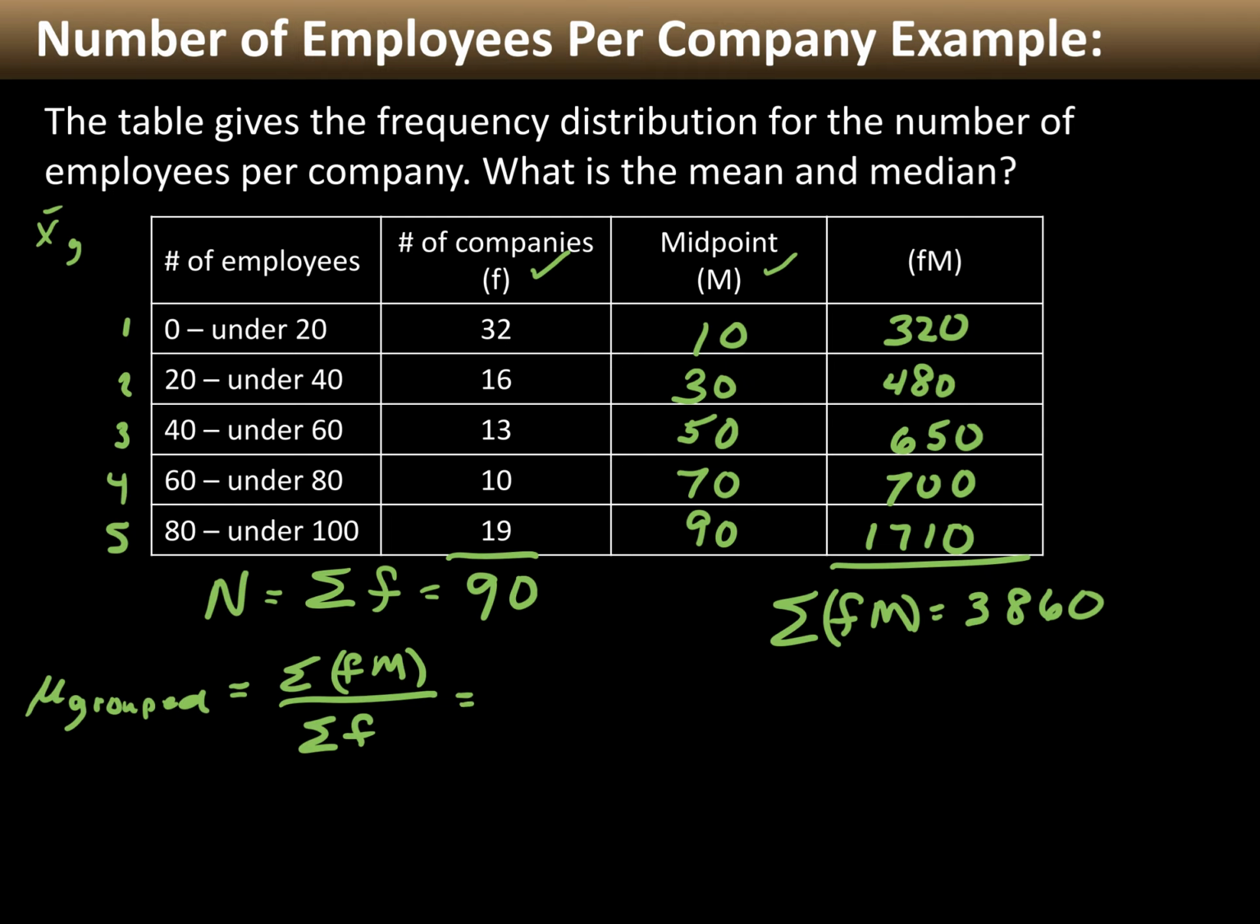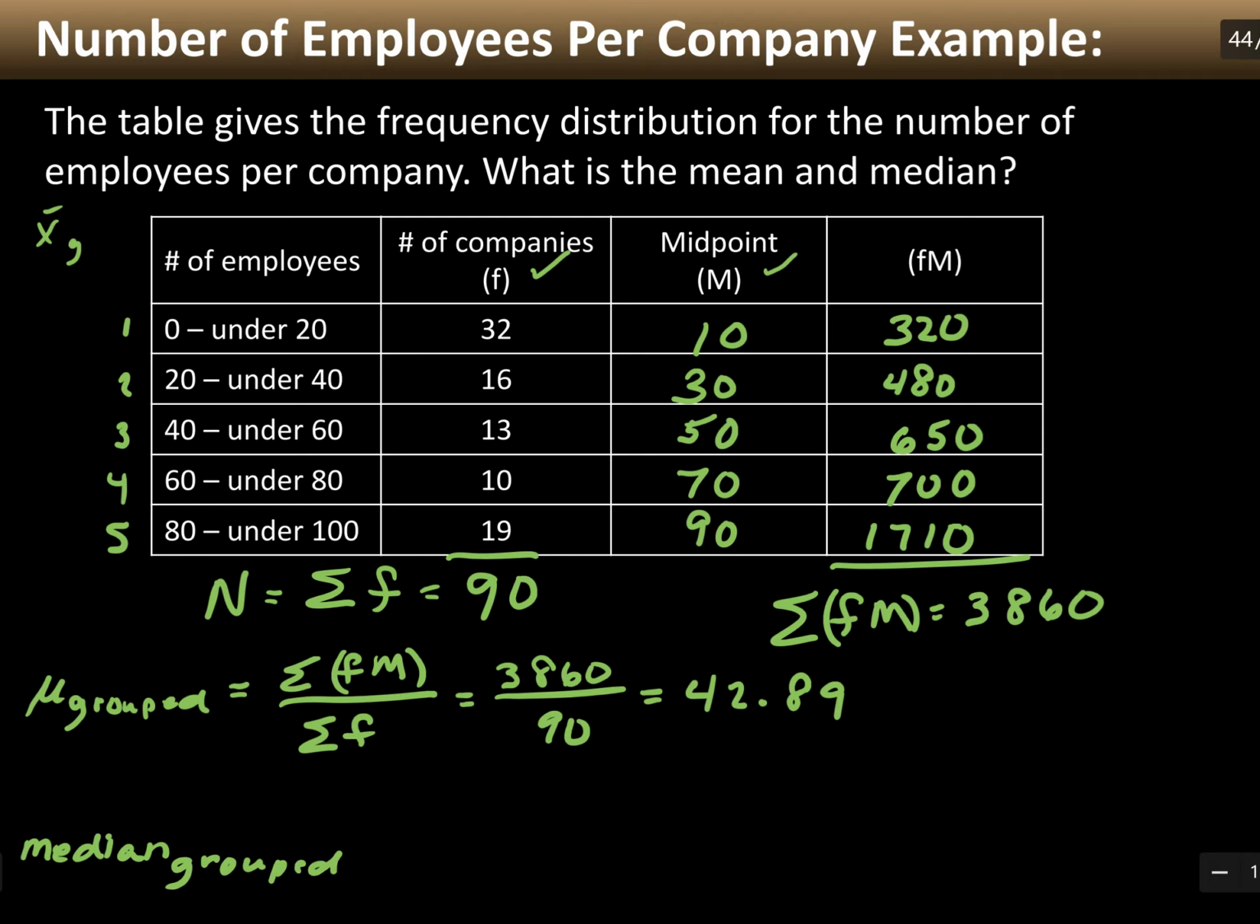So we'll put those numbers in the numerator. 3,860 divided by 90 gives us 42.89, and that will be the mean of the grouped data. So that's 42.89 employees.